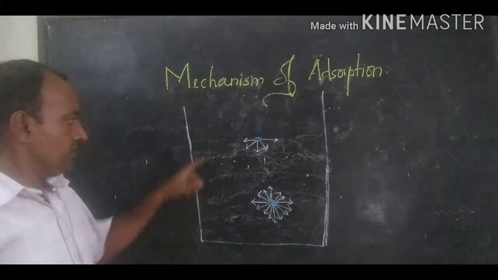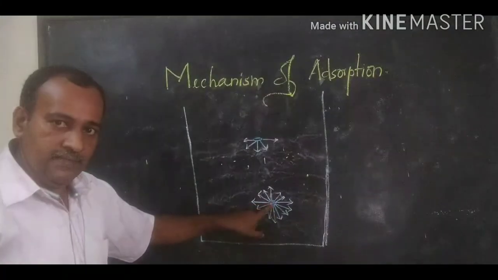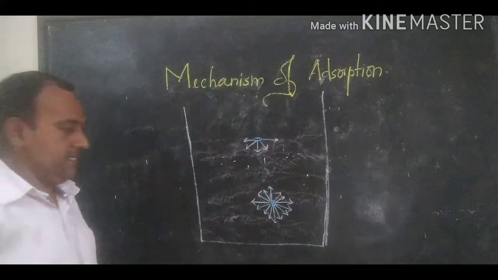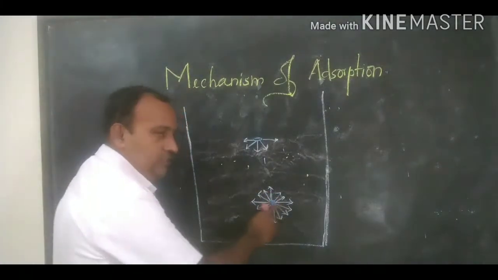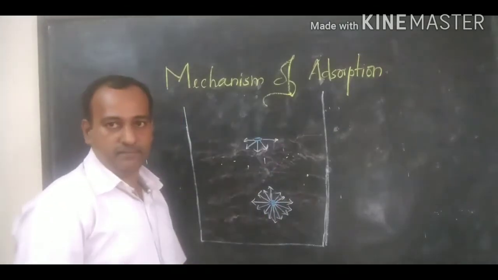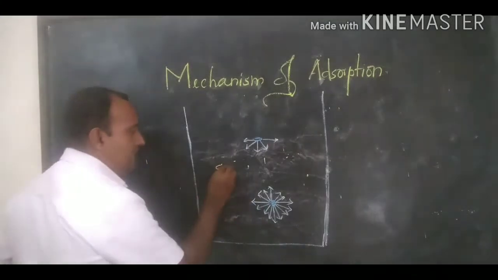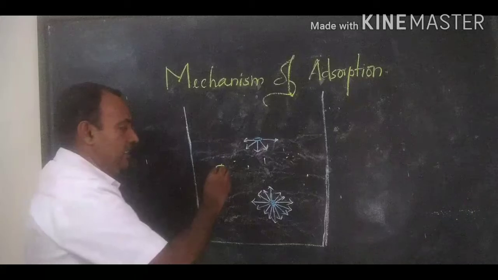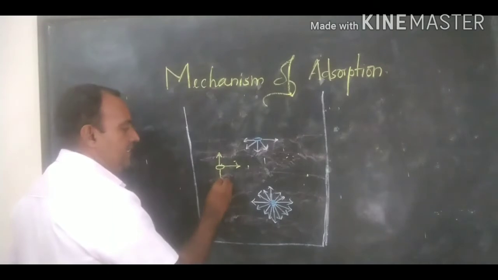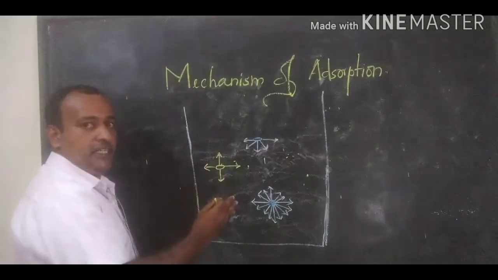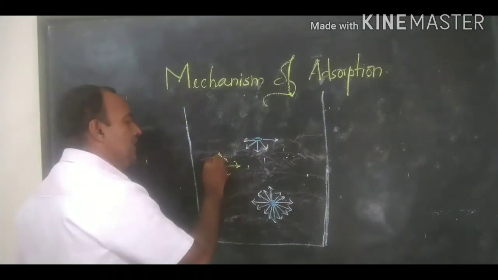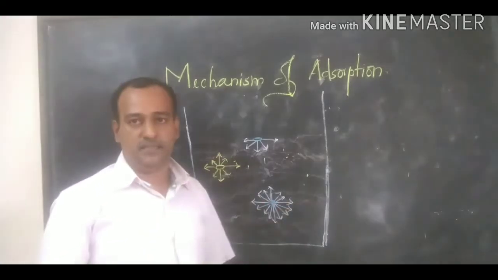The particle which is present in the bulk of the phase is equally surrounded by similar types of particles on all sides. Just to see here, one particle is present in the bulk of the phase. This side it has an equal type of particle, this side also, and this side, and this side. In all directions it is surrounded by equal types of particles.